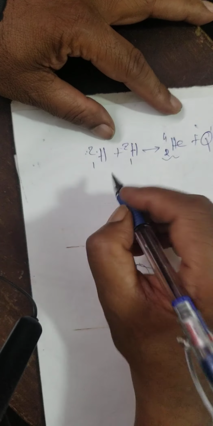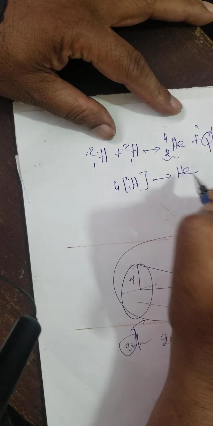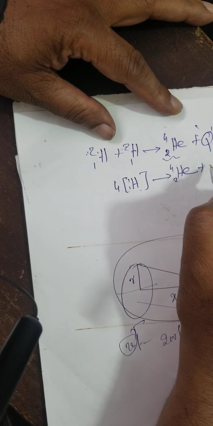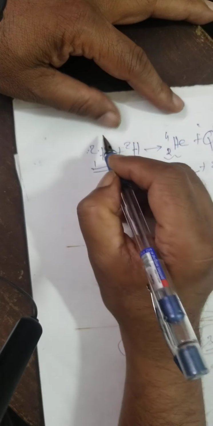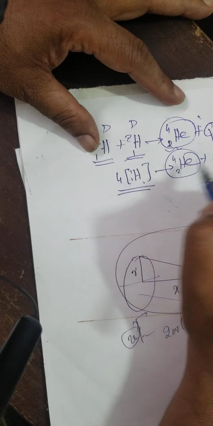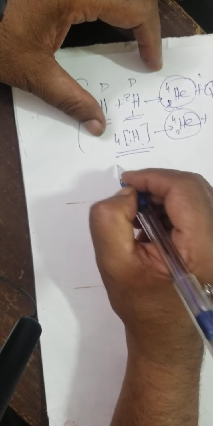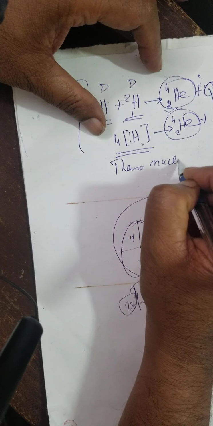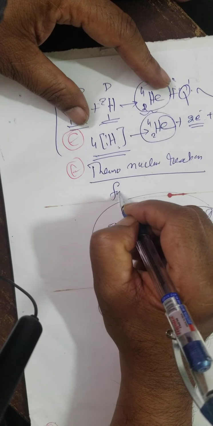This is called fusion. Therefore, 4 hydrogen form helium. This is another type of reaction, plus 2 electrons are emitted, plus the same amount of energy. Either 2 deuterium join together to form helium, or 4 hydrogen form helium. This type of reaction is called a thermonuclear reaction. Again, these are all entrance exam questions. This is called nuclear fusion.